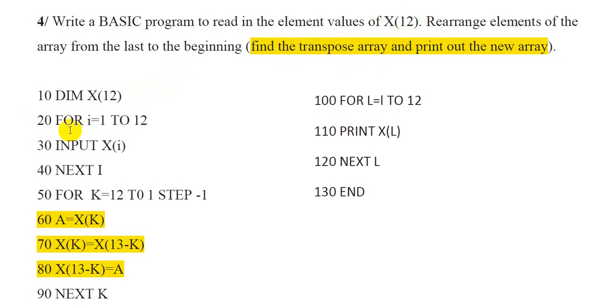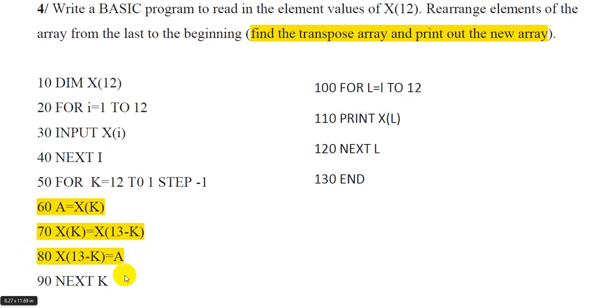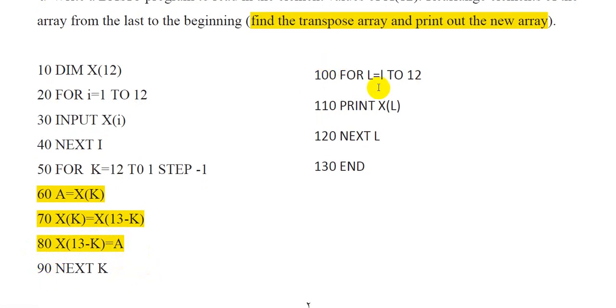So the list of x will be considered as follows: 20 for I 1 to 12. 30 input xi for each I element of the set, or each I element of the menu or the list given as x here in the example, as indicated by the fourth article. 40 next I. 50 for k equals 12 to 1 step 1. 60 a equals xk. 70 xk in this case will be x 13 minus k. 80 x 13 minus k equals a in this case. So 90 next k.